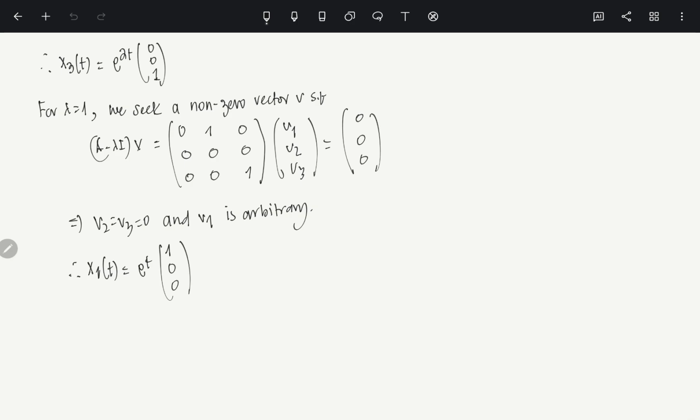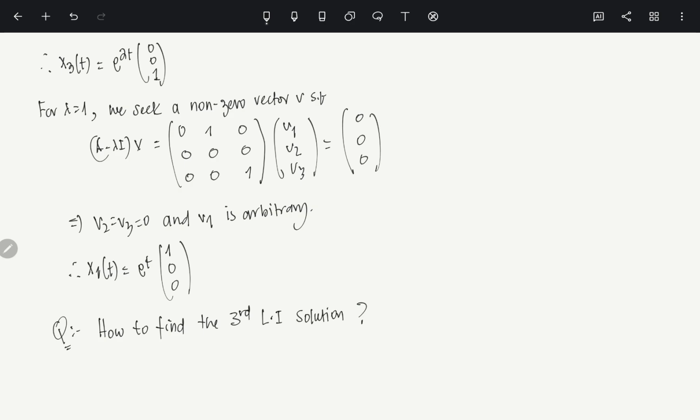Now I need to find a third solution, and then that will give us the general solution. How do I find the next solution? So the question now is how to find the third linearly independent solution.